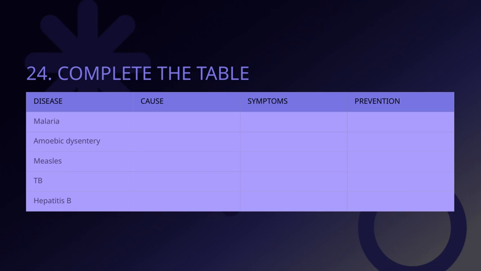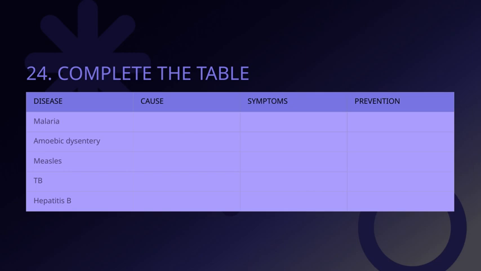To prevent malaria, using mosquito nets, eliminating standing water where mosquitoes breed, and taking anti-malarial medications when traveling to high-risk areas are key strategies. Next, amoebic dysentery is caused by a parasite called Entamoeba histolytica. It spreads through contaminated food and water, leading to symptoms like severe diarrhea, abdominal pain, and dehydration. Prevention mainly involves drinking clean, safe water, maintaining good hygiene, and proper sanitation.